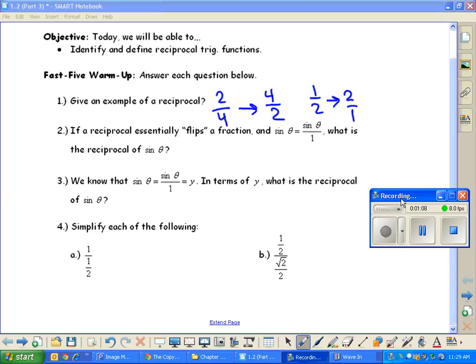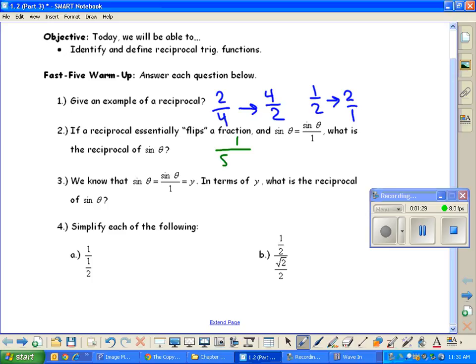Okay, so for number 2, if a reciprocal essentially flips a fraction, and sine is just sine over 1, right? It's just we don't write that every time. What is the reciprocal of sine? 1 over sine. I like the enthusiasm.